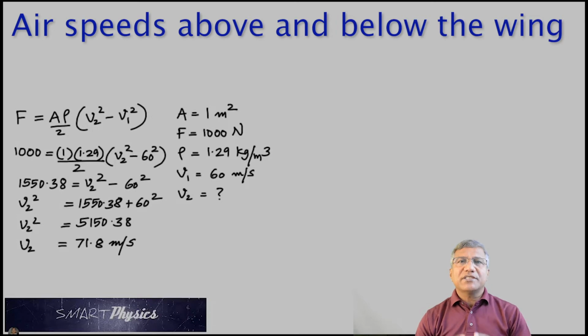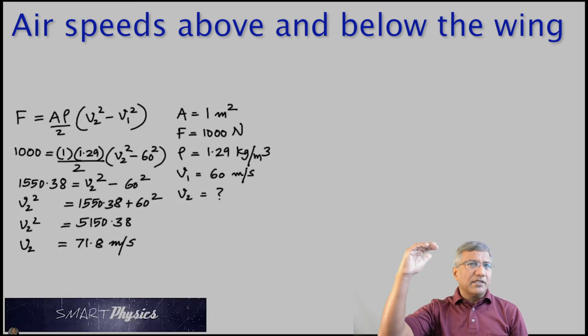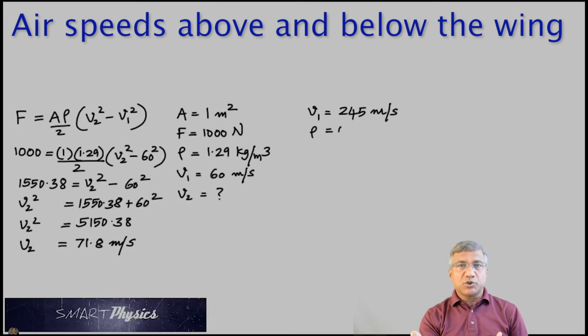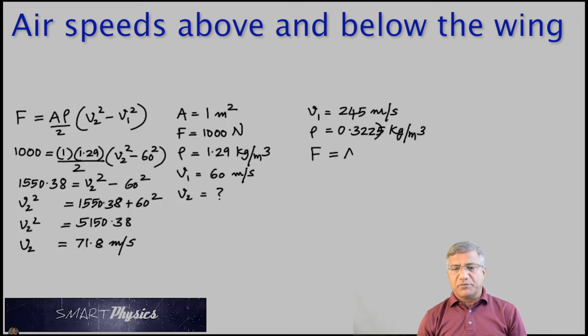So that's during takeoff. Now let's do the same thing when the aircraft is cruising at a height, usually about 30,000 feet or higher for commercial aircraft. And at that point, the density of air is not 1.29, it's going to be much smaller. So it's cruising at that height, so now the velocity of air below is 245 meter per second. The density has been reduced to 0.3225 kilogram per meter cube, and now we're going to find V2 again.